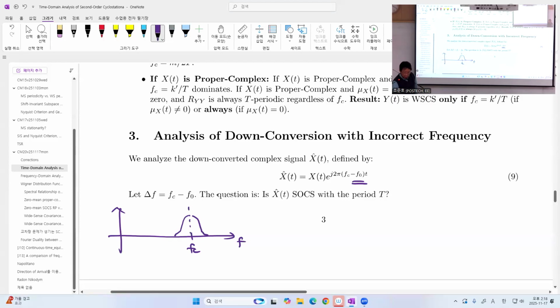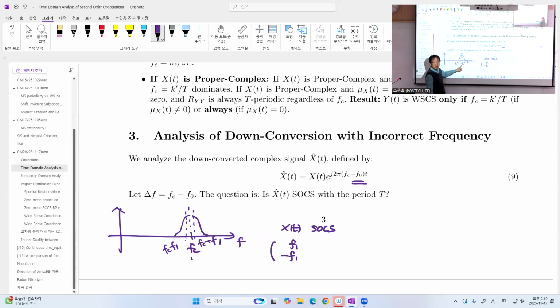Before, we assumed that if this x of t is second order cyclostationary, meaning it is not improper, the f1 and negative f1 components have correlation. That means these two components, fc plus f1 and fc minus f1, are correlated. So this fc means a lot. It serves as the point of symmetry in the spectral correlation, right?